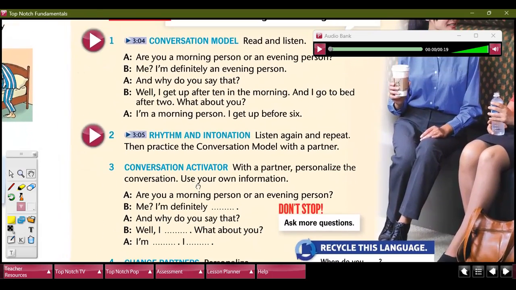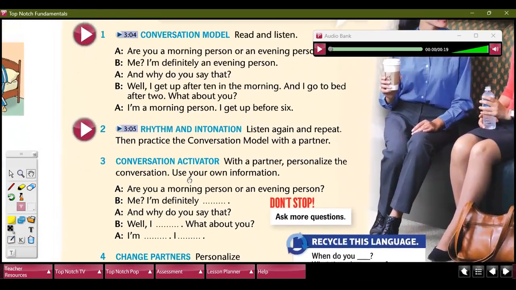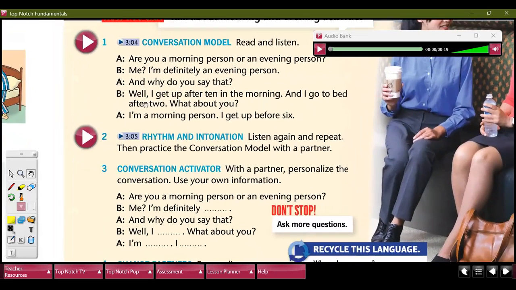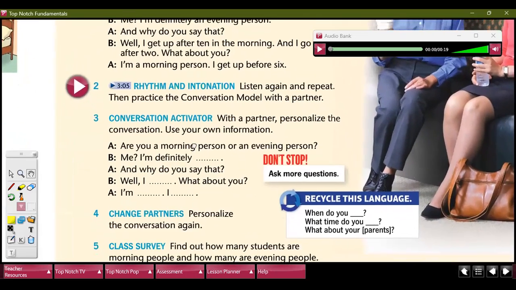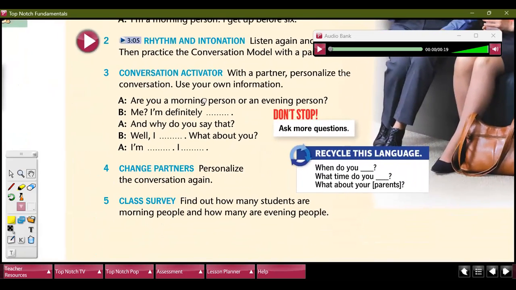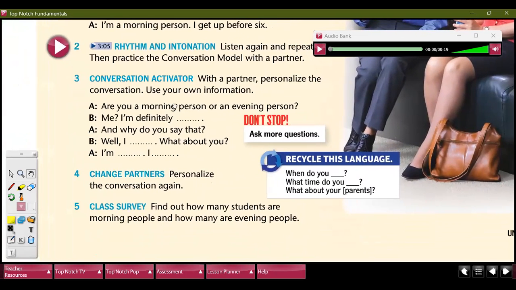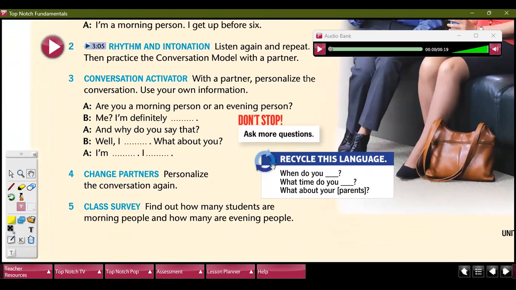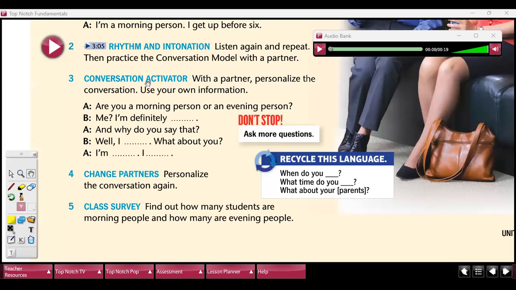Okay. So we're going to be doing the following. I need you to practice this conversation with a classmate. Besides that, you're going to be modifying this conversation. You can also recycle this language. Aparte de la conversación que tienen arriba, van a personalizar la suya, pero vamos a agregar algunas preguntas adicionales.